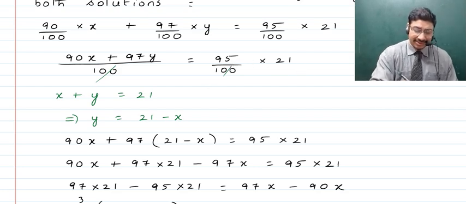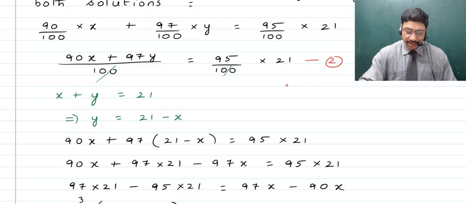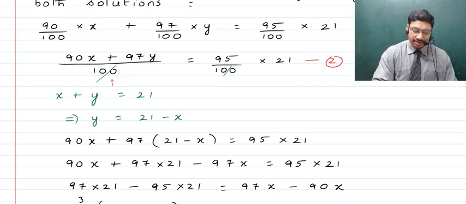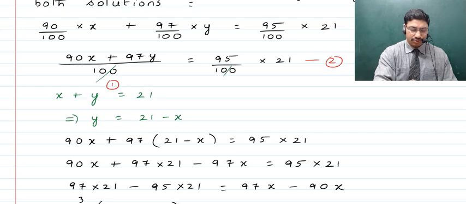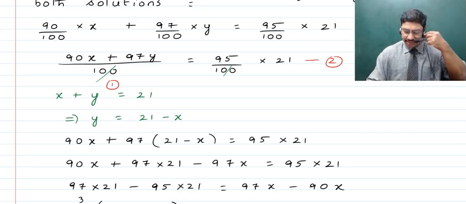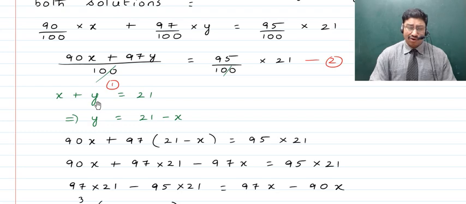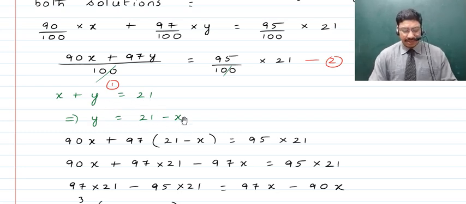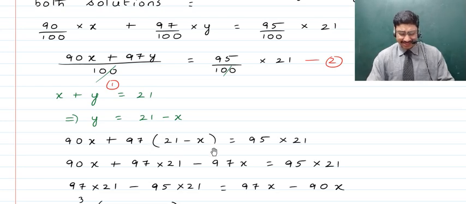Now children, we can consider this to be equation number 2. Now we already have by equation number 1 that x plus y is equal to 21. So here, children, we can find the value of y in terms of x. As such, y will become equal to 21 minus x. Now this value can be substituted in the just formed second equation. So we have 90x plus 97 times 21 minus x, that is the value of y, which becomes equal to 95 into 21.